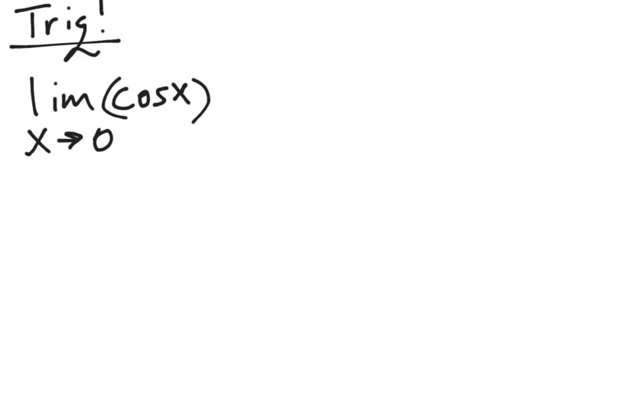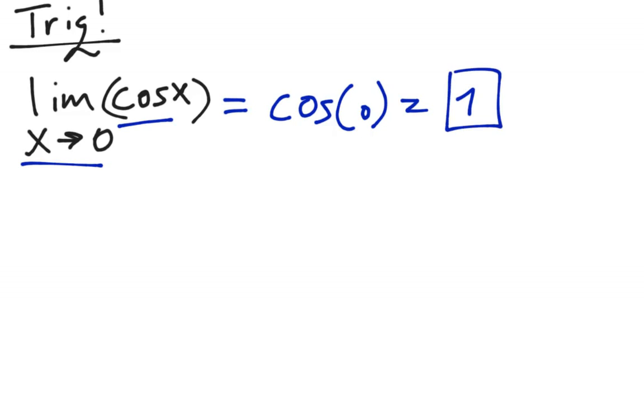Perfect. Now we get to talk about trig, everybody's favorite. Yay! The way that trig limits work is, guess what? As long as you don't divide by 0, you can plug in the number and you're good to go. So if we have the limit as x approaches 0 of cosine of x, easy. Plug in cosine of 0. The cosine of 0 is 1. You're done. Great. Now, there are some special trig limits that you do need to memorize.